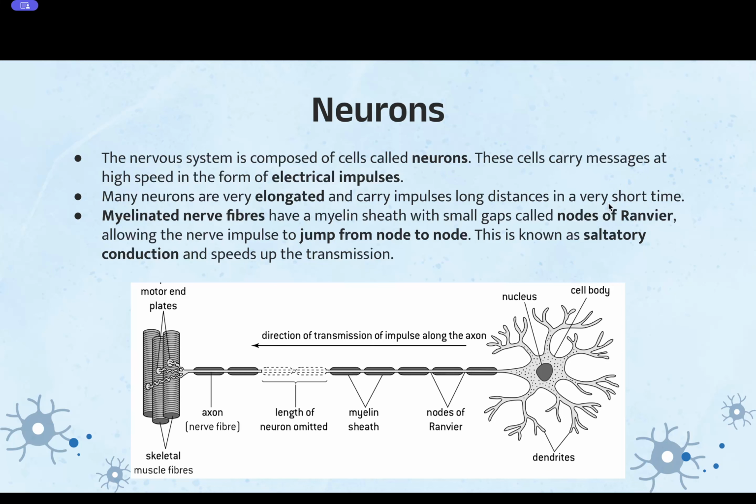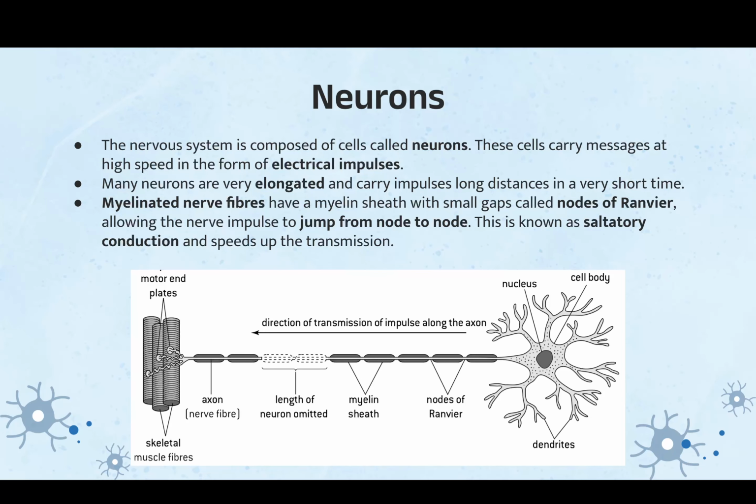The nervous system is composed of cells called neurons. So neurons are the basic cell part of our nervous system. These cells carry messages at high speeds in the form of electrical impulses. So the way your entire nervous system works is through electricity and electrical impulses.